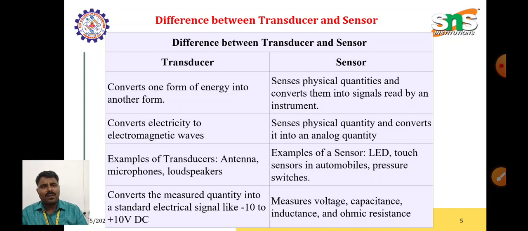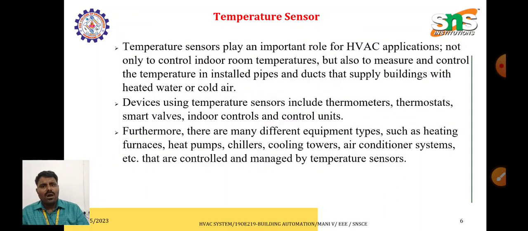And the third one, transducer examples like an antenna, the microphone in mobile phones, and loudspeakers. These are examples of transducers. They just convert one form into another form. But a sensor is like a light emitting diode, a torque sensor in an automobile, pressure switches, etc. So we are seeing the difference between the sensor and transducer: all the sensors are transducers, but all transducers are not sensors.